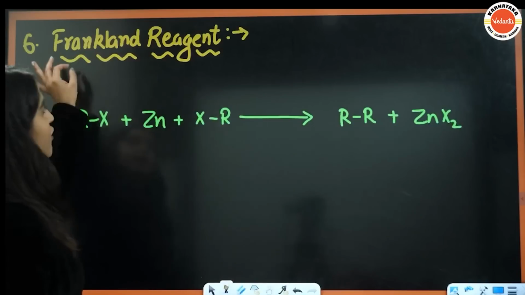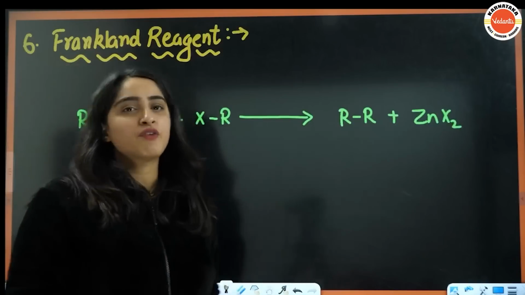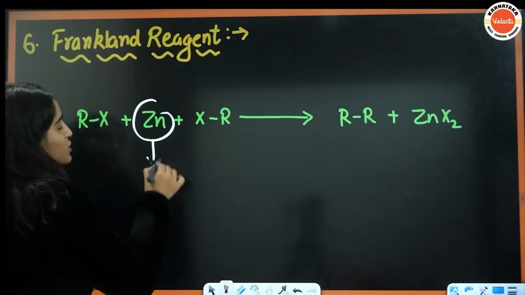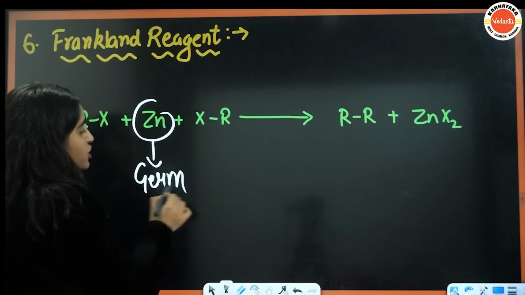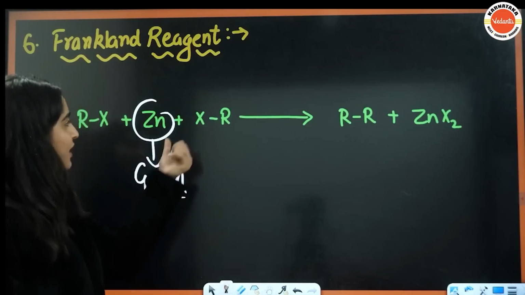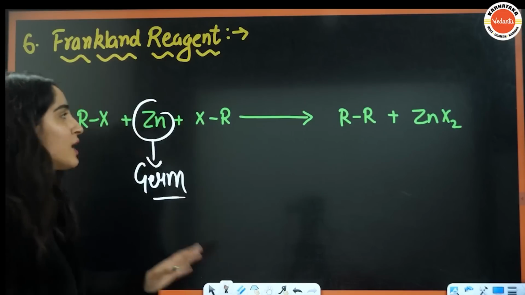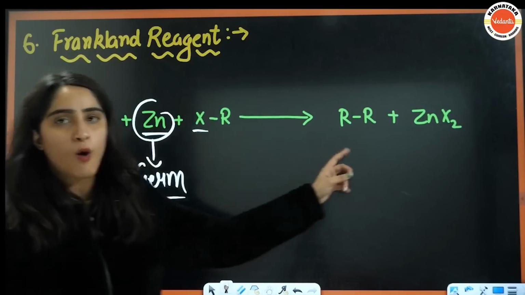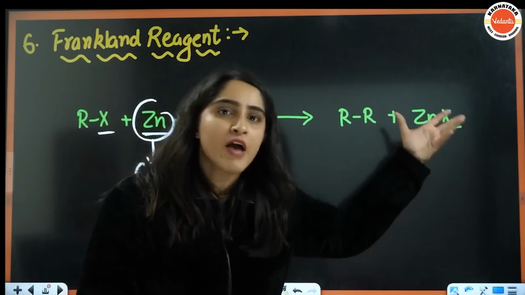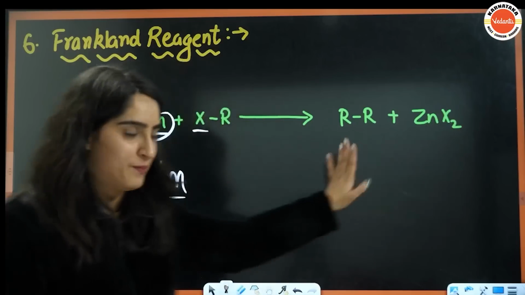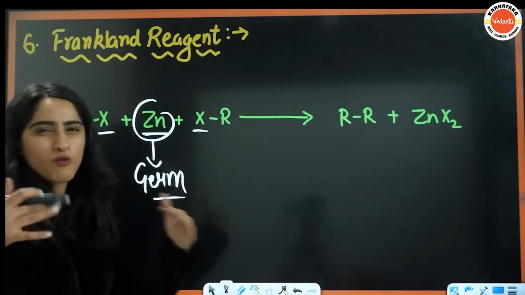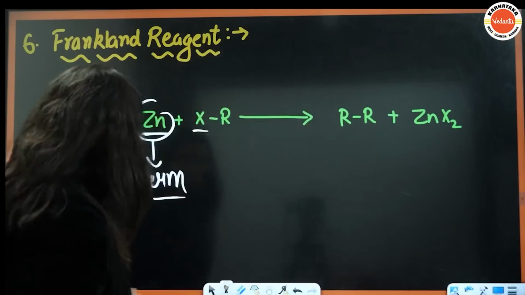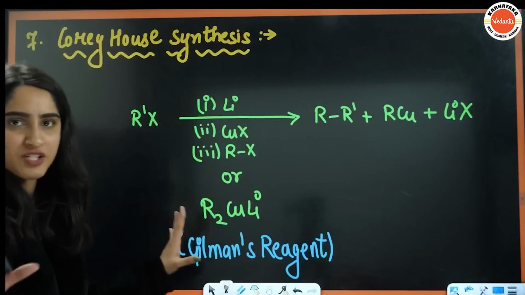Now next is Frankland reagent. In case of Na, we use zinc here. You can remember this with the help of Germany, and Germany has Frankfurt there. So in this case, Frankland has Zn. Now this Zn will also take away X and X, and there will be a combination of R and R, with the formation of alkane and ZnX2 here. These are all almost the same methods, almost the same method is being used here. That's why I have put these together.